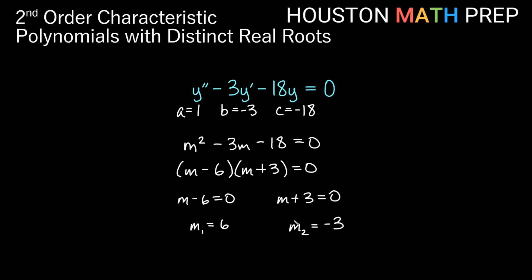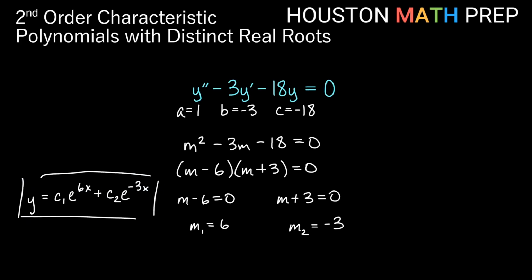So I know my fundamental set of solutions are exponentials with these as the constant multiples inside. So our solution is going to be c1, some constant multiple of e to the 6x, plus some constant multiple, c2, of e to the negative 3x. So again, my m1 and my m2 are just the multiples of x inside of the exponential functions here.